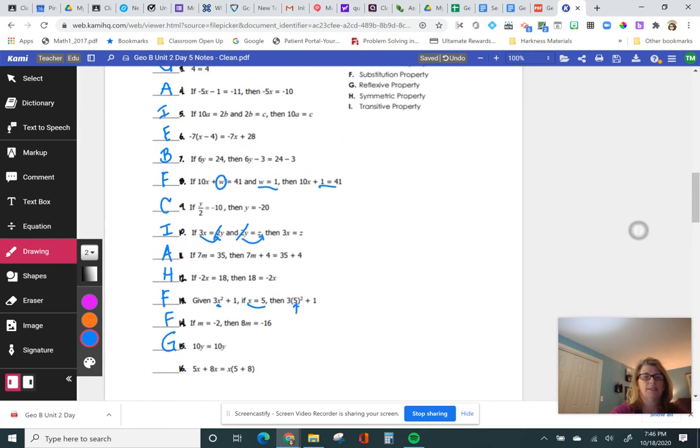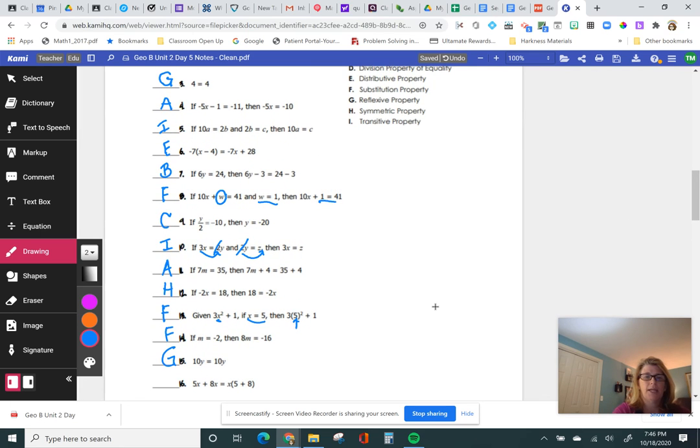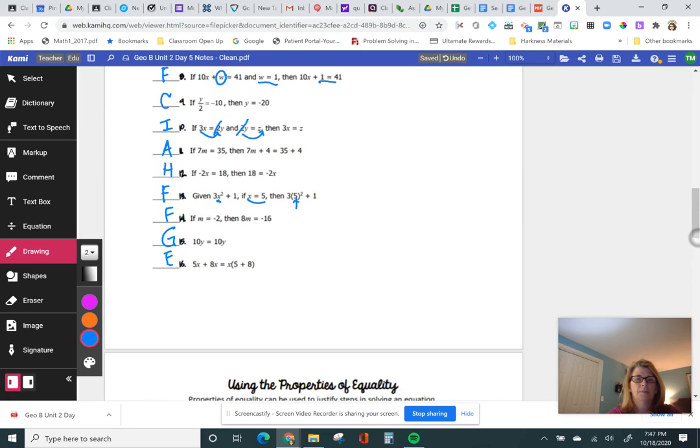And last but not least, 5x plus 8x equals x times 5 plus 8. All that is the distributive property, and that is E. It's just the distributive property backwards. So we could use that symmetric property to bring that in for us.